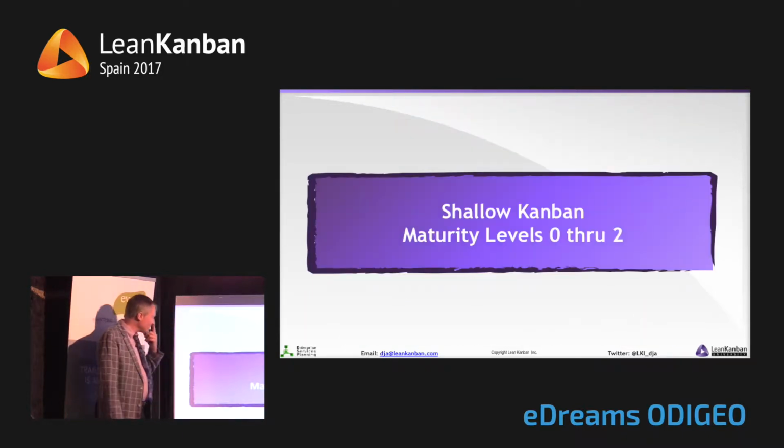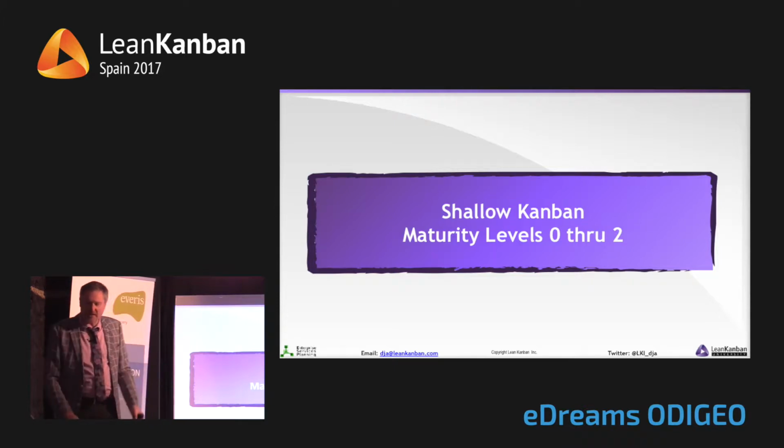Right, so I'm going to zoom in on this a little bit. Shallow Kanban, maturity levels 0 through 2. So this term shallow Kanban's been around for 8 or 9 years. And what it meant was people who think they're doing Kanban, but they're not doing it right yet.